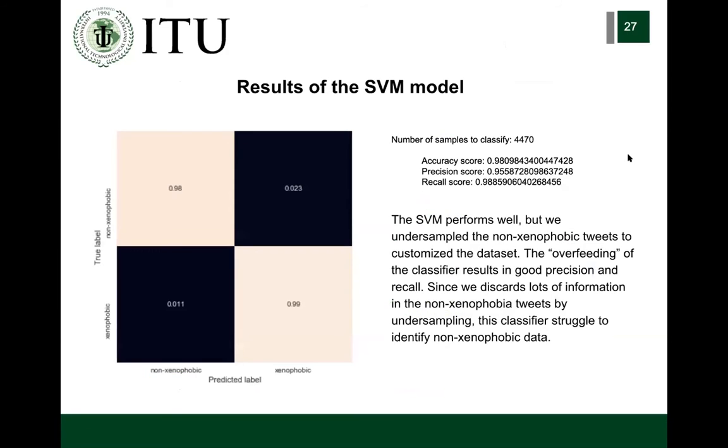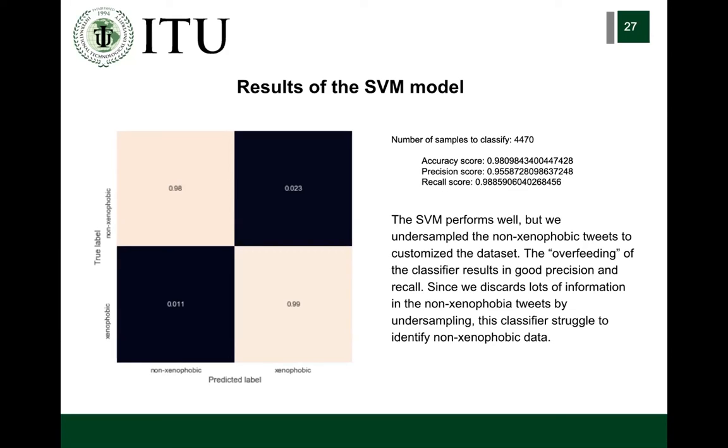Okay, and then we trained an SGD classifier to distinguish xenophobic and non-xenophobic tweets. We used the linear SVM model, and here are the results we got for our model. The number of samples to classify is 4,470, and we got an accuracy score of about 98%, precision score of 95%, and recall score of 98%.